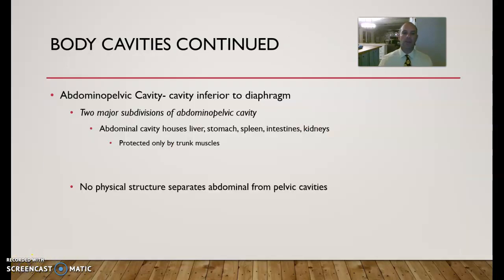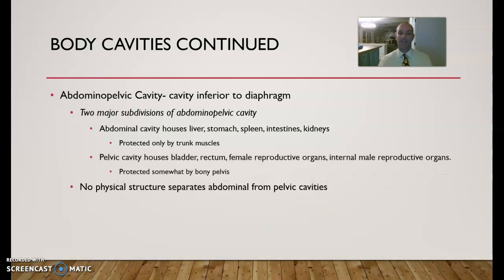Okay, that'll bring us to the abdominal pelvic cavity and the two major subdivisions of the abdominal pelvic cavity. The abdominal pelvic cavity houses or contains, whenever you see something that says houses, it means that it has it in it, the liver, stomach, spleen, intestines, the kidneys. It's protected only by trunk muscles. So there's no ribs that protect the abdominal pelvic cavity. There's no bones that protect it there. So it's very vulnerable.